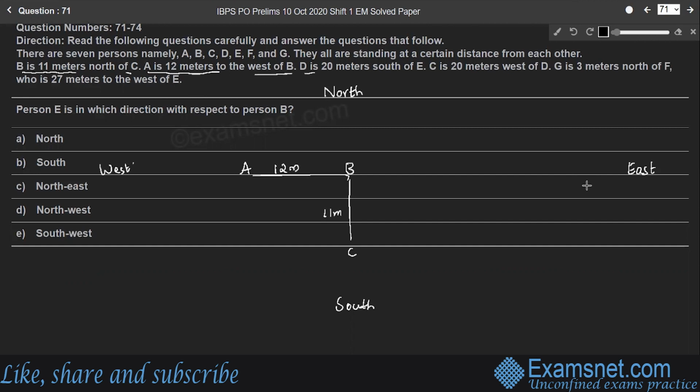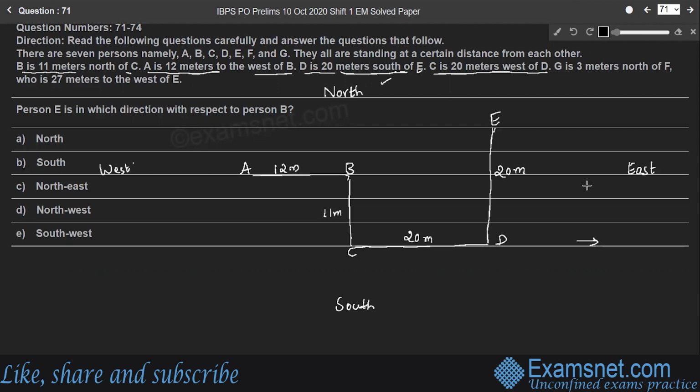The next point, D is 20 meters south of E. We don't know the position of E here. For that, consider the next point. C is 20 meters west of D. So to the west of D, C is 20 meters. That means D is to the east of C, right? To the east in this direction. The distance between C and D is 20 meters. And the next point is D is 20 meters south of E. Therefore, the position of E will be here. So E is here, 20 meters north of D, or D is 20 meters south of E.